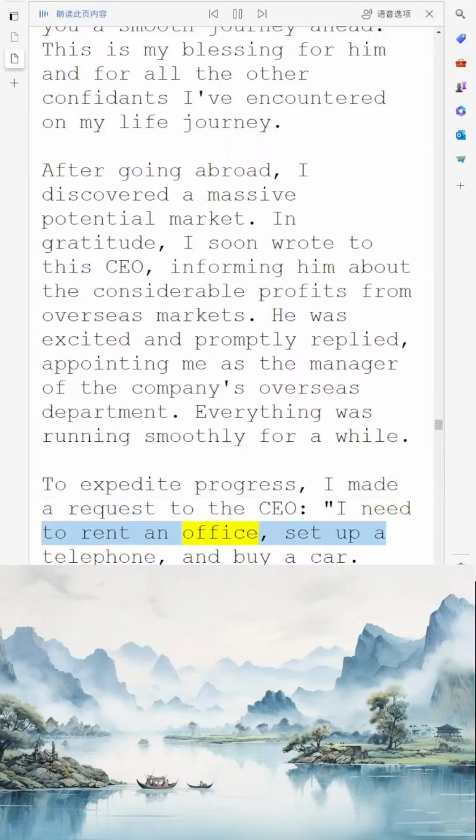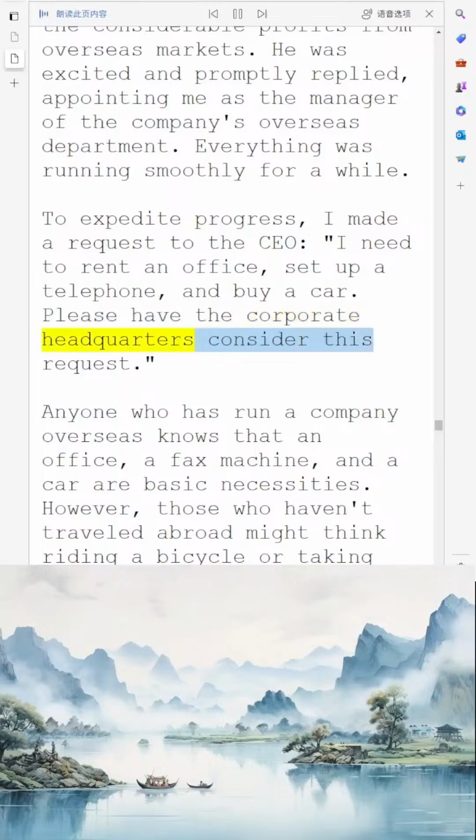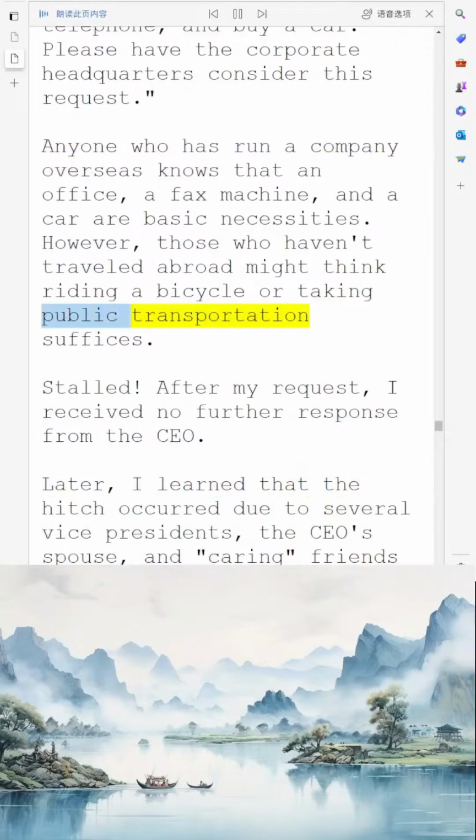"I need to rent an office, set up a telephone, and buy a car. Please have the corporate headquarters consider this request." Anyone who has run a company overseas knows that an office, a fax machine, and a car are basic necessities. However, those who haven't traveled abroad might think riding a bicycle or taking public transportation suffices. Stalled. After my request, I received no further response from the CEO.